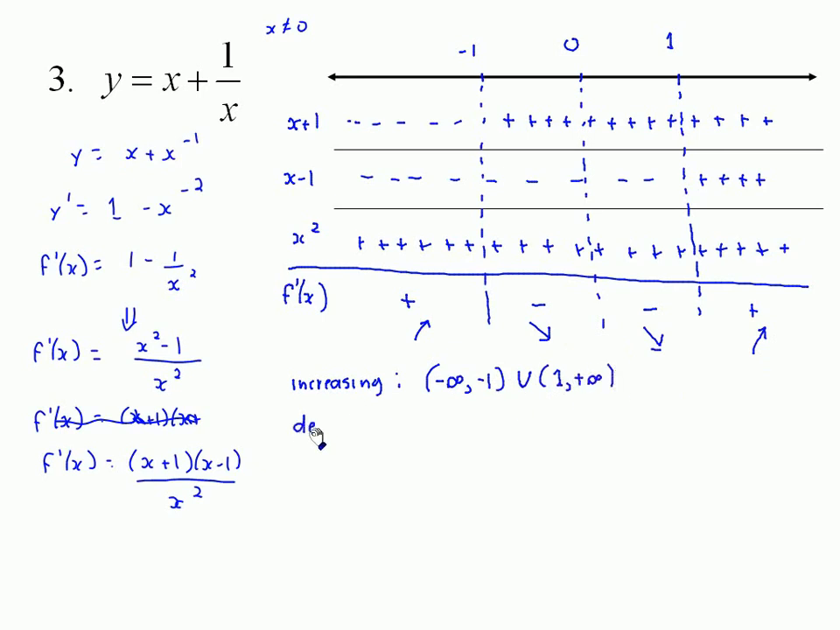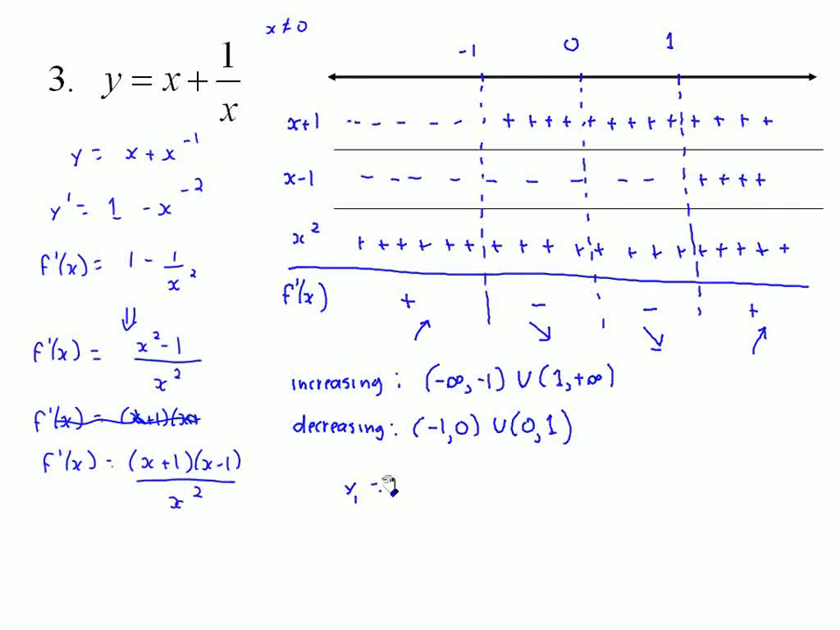And then the function is decreasing from the interval -1 to 0 in union with 0 to 1. So two separate intervals. I didn't bother graphing this one, but I would encourage you to do so because you do get an interesting graph.